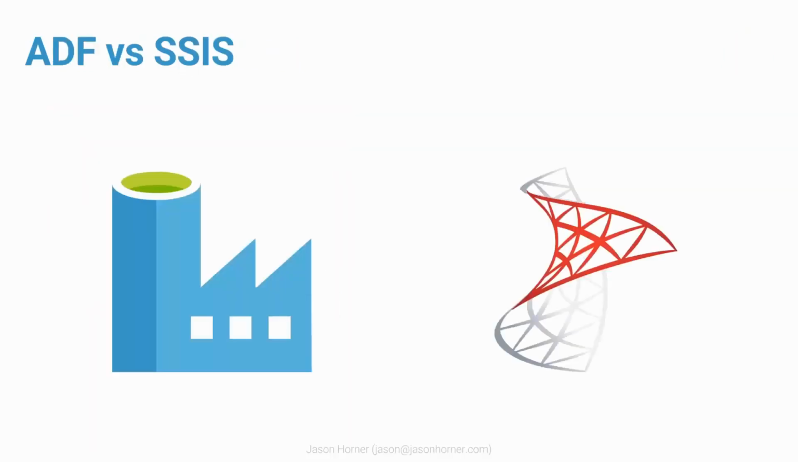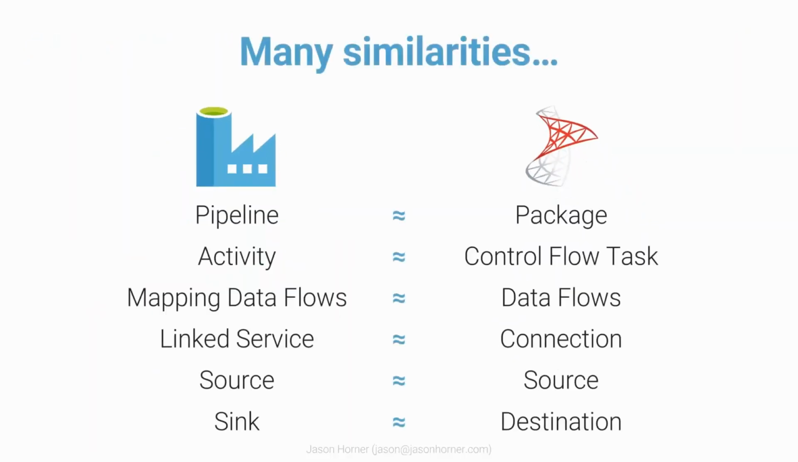So just to quickly compare the two, Azure Data Factory and SSIS, there's a lot of similarities, right? A pipeline maps more or less to a package. An activity is kind of like a control flow task. A mapping data flow or a wrangling data flow is similar to a data flow in SSIS. Linked services are our connection managers, right? Sources are like our sources in our data flows, and sinks are like our destinations. In a copy activity, though, I can only move data from A to B. I can't transform that data in flight, if you will. So that's kind of a quick overview of ADF.